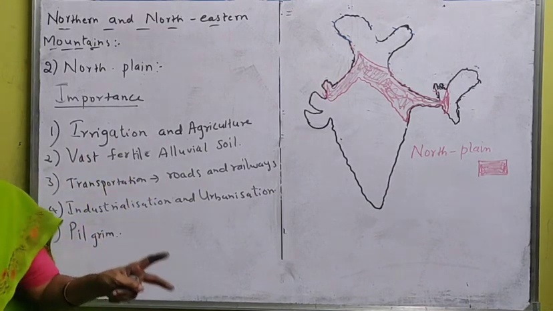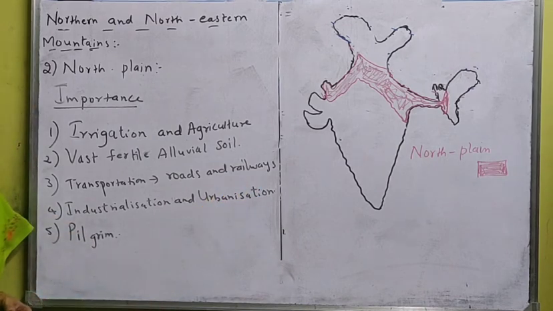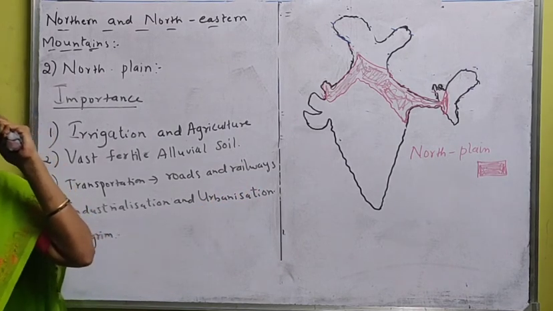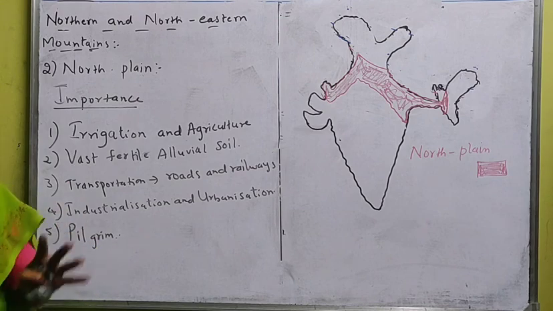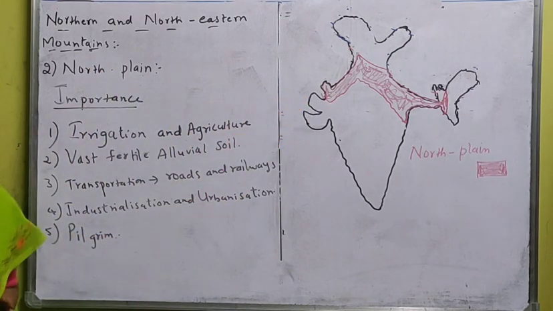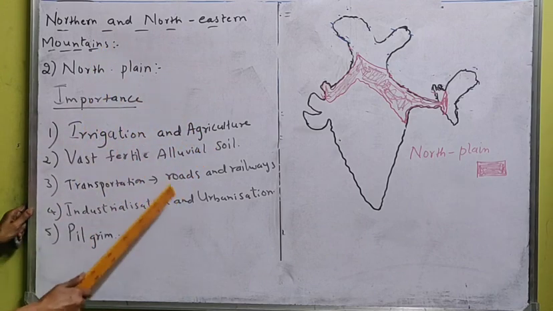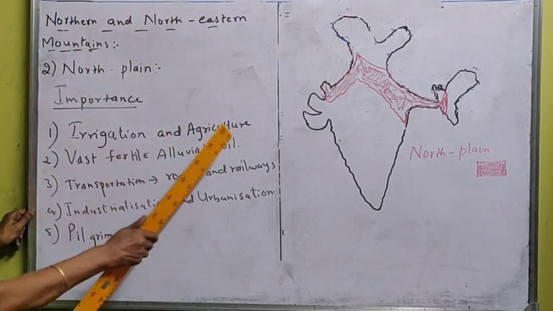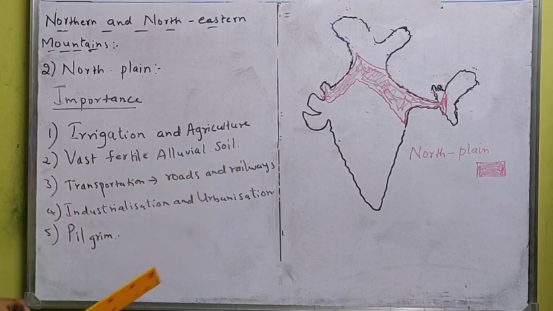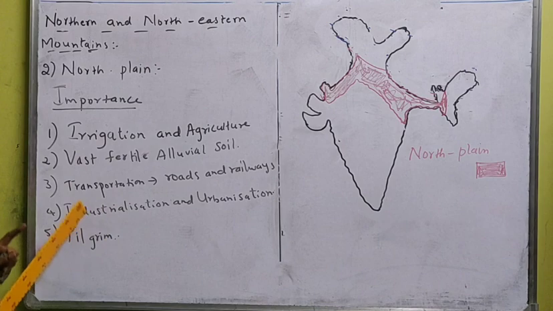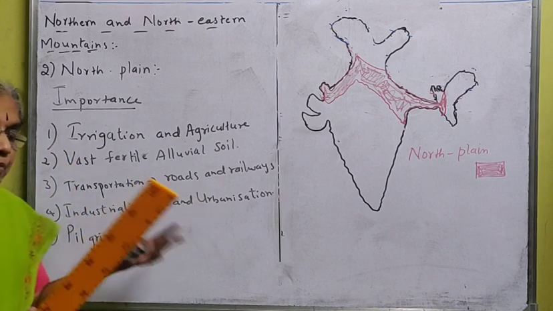Flat plains, so more industries can be developed, and due to more industrialization it has become urbanized, and it has pilgrim places. Banaras is a pilgrim place. Rishikesh is a pilgrim place. These are all in the north plain area. This is the importance of the north plain. That is irrigation and agriculture, because perennial rivers are there. Vast fertile alluvial soil, deposits of Satluj, Ganga and Brahmaputra. Transportation, roads and railways, because it is flat land, so transportation will be good. Industrialization and urbanization, and it is a famous pilgrim place, so tourists will be there and economic development will also be good.